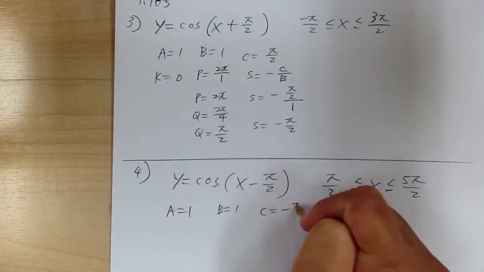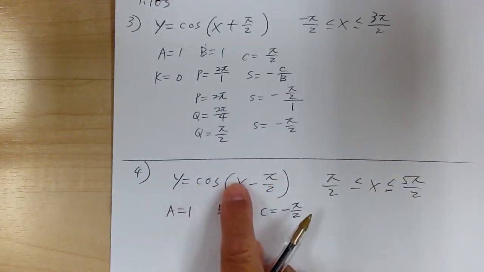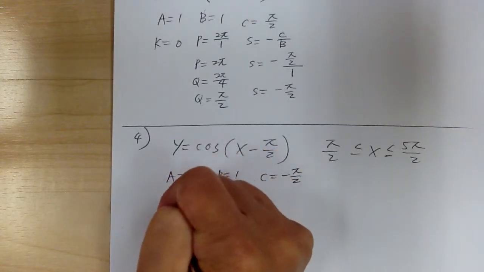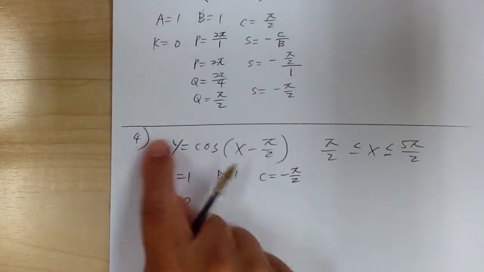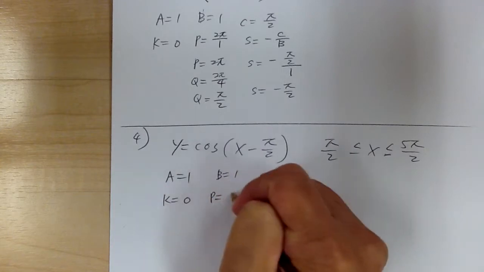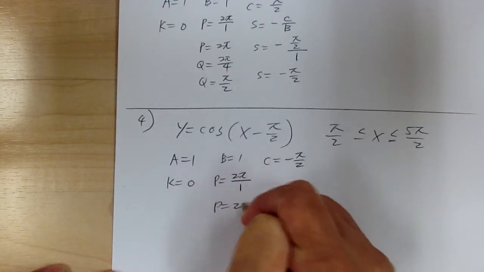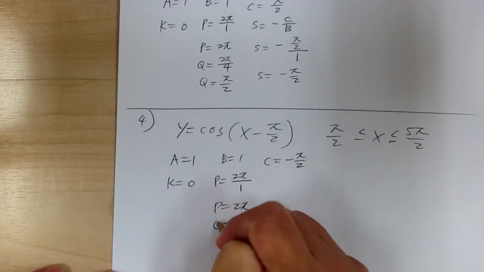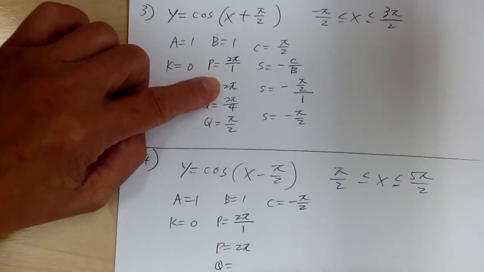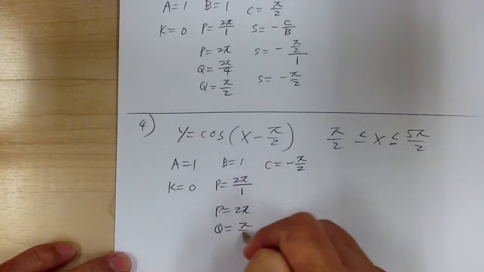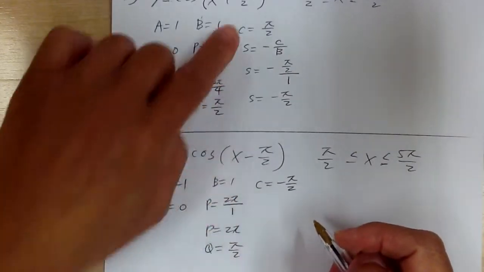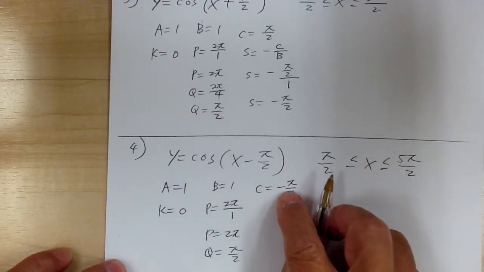C equal to negative pi over 2. Right? So that's a, b, c. And you also get a k equal to 0, there's nothing out here. And period equal to 2 pi over b, and so period equal to 2 pi. And so q equal to, and from here we know that it's going to be pi over 2. Right? Now you have to keep track of your negative sign.